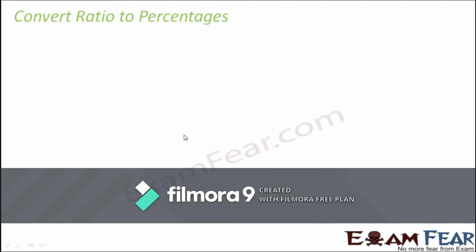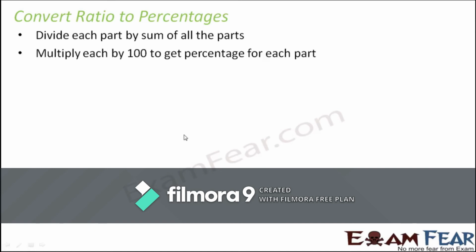We saw that there exists a relationship between ratio and percentages. So often, in order to crack day-to-day problems, we need to convert ratio to percentages or percentages to ratio. So how do we convert ratio to percentages? Now there is a very simple tip that you can follow. First, divide each part by the sum of all the parts. Then multiply each by 100 to get the percentage for each part.